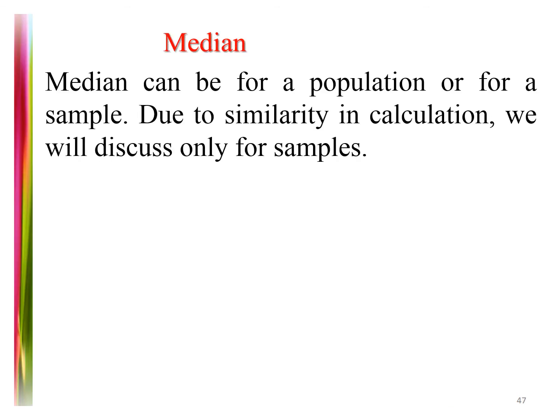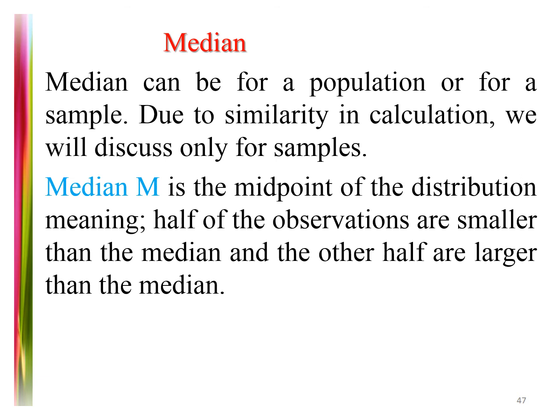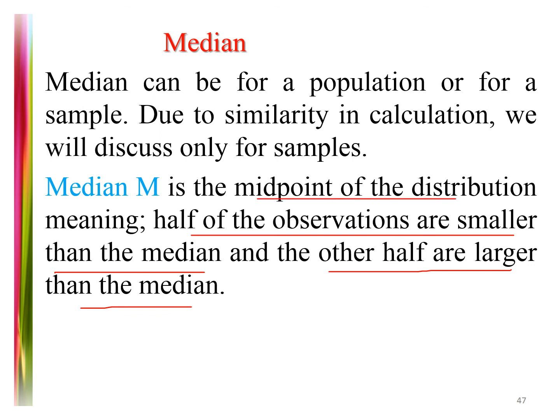Alright, so next, median. Median can be for the population, for example, but due to similarity in calculation, we will discuss only the sample. So the median, we usually denote as big M, is the midpoint of the distribution. That means half of the observations are smaller than the median and the other half larger than the median. So this is the midpoint of the distribution.